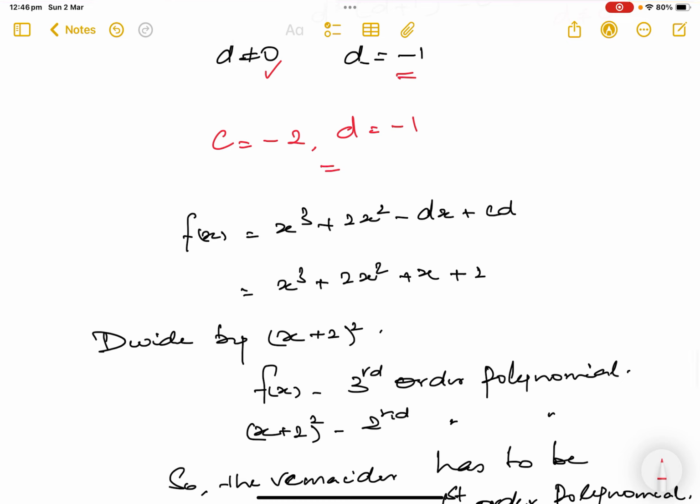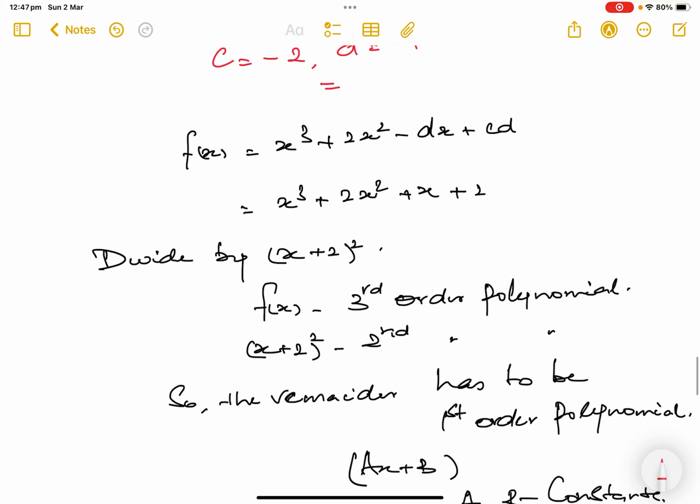Right, so f(x) is x cubed plus 2x squared minus dx plus cd, but we know the values of c and d. Therefore, they ask us to use the values: x cubed plus 2x squared plus x plus 2, with d equal to minus 1. So they said, when you divide by x plus 2 squared, what is the remainder?